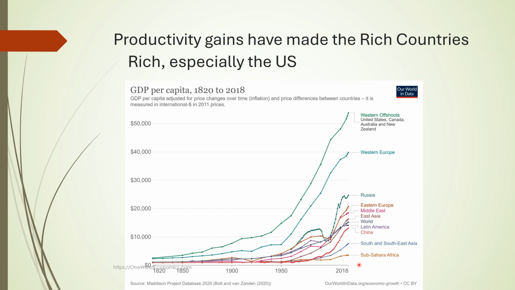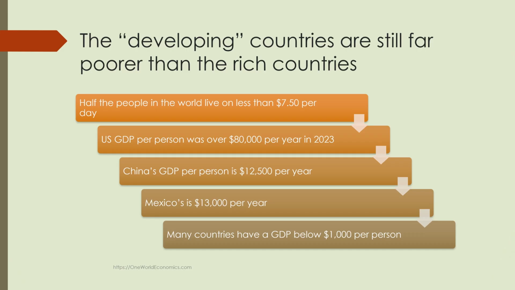Other countries have taken a lot longer to get going. Sub-Saharan Africa, China has just come up, as you can see, enormously in the last few decades. You also have to remember that GDP per person is influenced by population growth rate. If the population growth rate is higher, it tends to eat up increases in GDP. The developing countries are still far poorer than the rich countries. Half the people in the world live on less than $7.50 per day, and that's in U.S. purchasing power because this is international dollars.